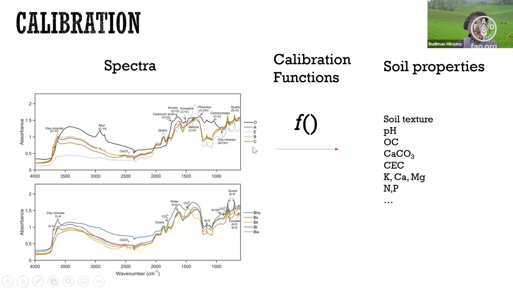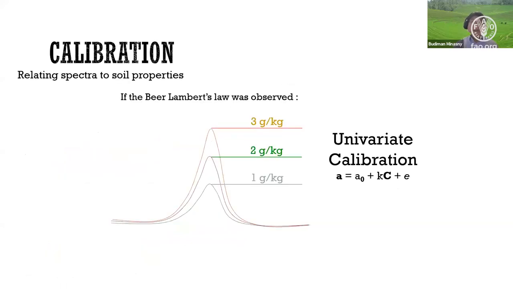So we need to have some calibration that, given this spectra, will calculate and give you the properties. For example, what is the texture? What is the pH? What is the CEC and so on? To do that, we need to have this calibration function. If it's a simple system, for example, a concentration of a nutrient in water, because there are no other elements in the pure water, then you can do a univariate calibration. That means the height of the peak will tell you something about the concentration.